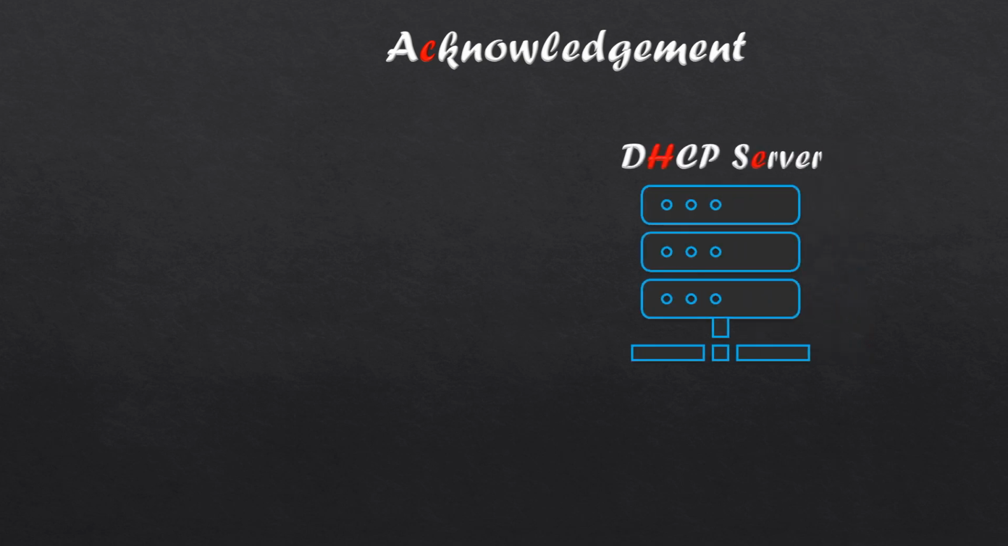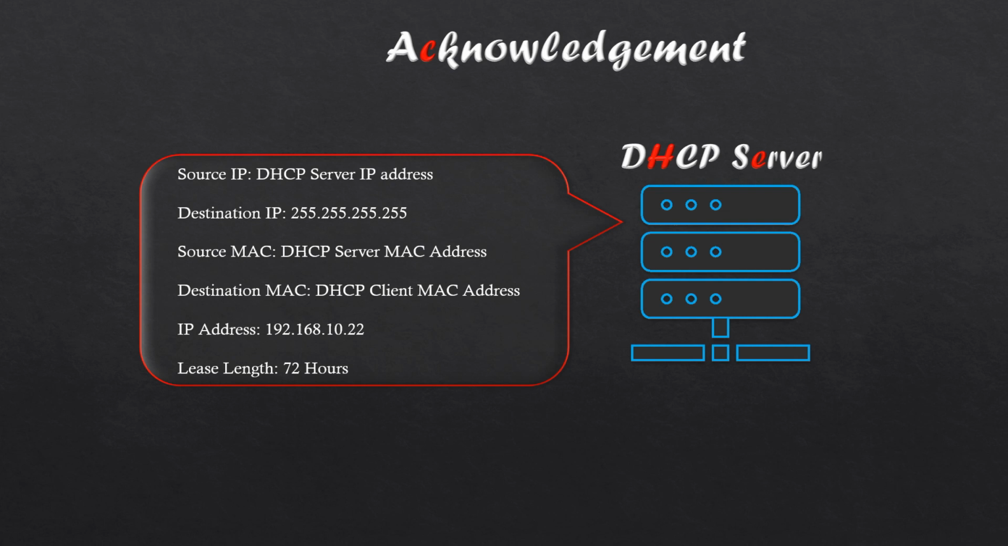Now the last one is the acknowledgement. Finally, the DHCP server will give the permission to client to use the offered IP address along with the lease length. For example, the lease length here is 72 hours. This means that the client can use the IP address for 72 hours. In this case also, it is layer 2 unicast and layer 3 broadcast that is happening.